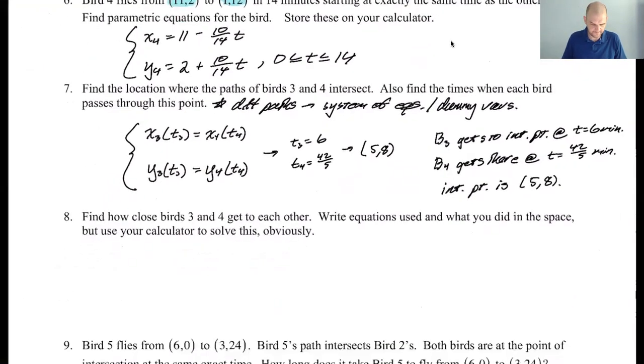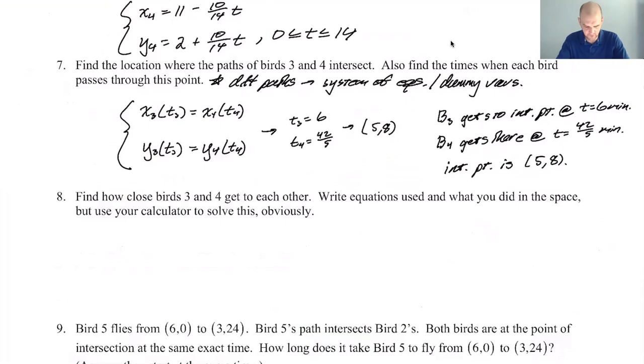So let's see if we can do the next one. Find how close birds 3 and 4 get to each other. I mentioned last time that they get to the same point at some time, but not the same times. So at t equals 6, bird 3 goes through that intersection point, and then what is that? 8.4. So 2.4 seconds later, bird 4 goes through. So they're at the same point at certain times, but not the same time. That doesn't really do us any good. That's not guaranteed to be the closest to each other that they are.